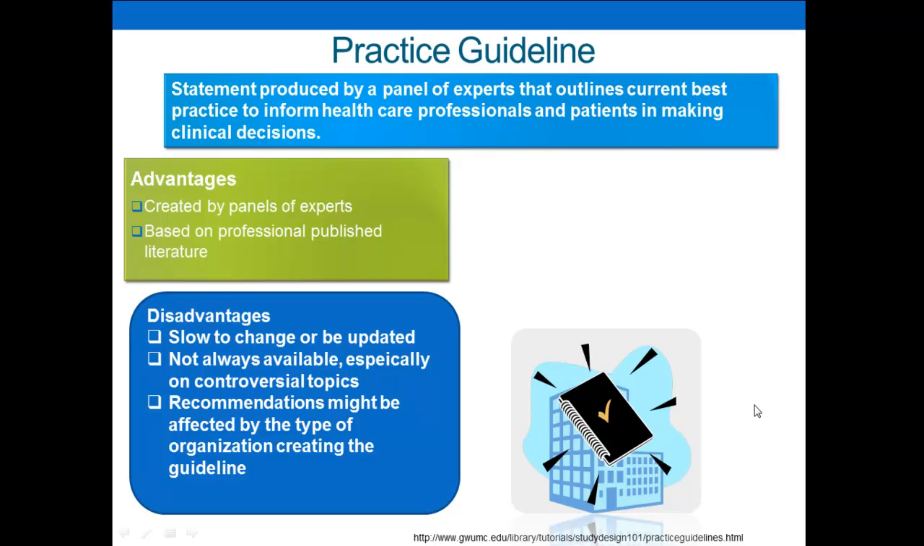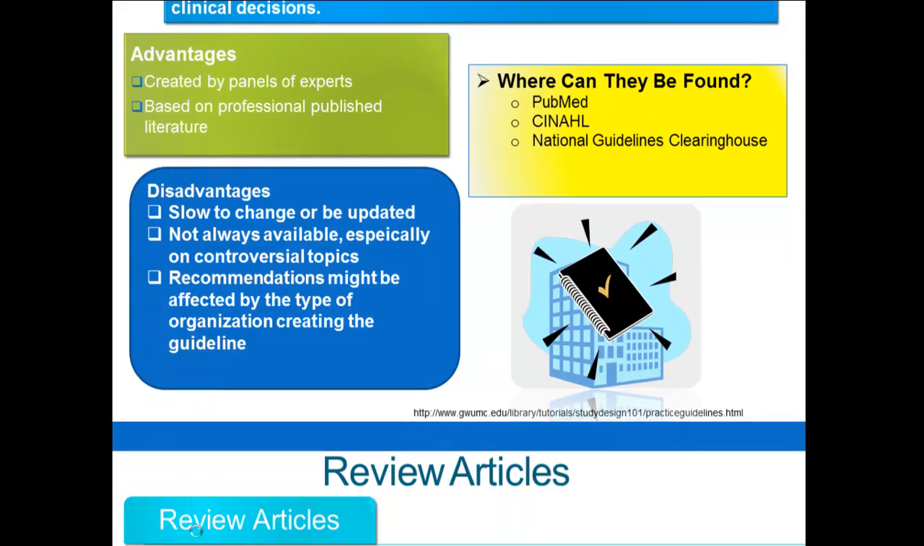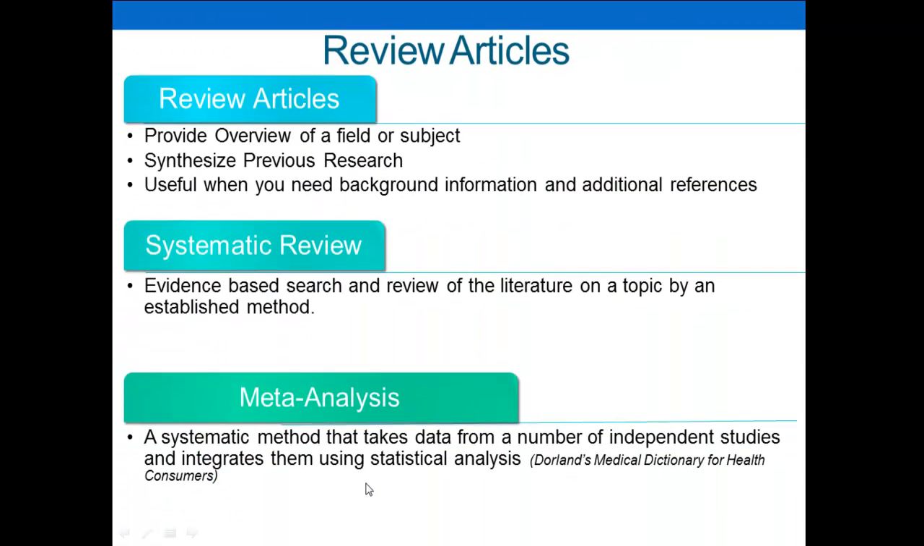Now, when looking for them, there are a couple of places they can be found. One is in PubMed, another is CINAHL, and of course the National Guidelines Clearinghouse. All of them are good sources to find this kind of information, but keep in mind when you do find them that there are drawbacks as well as advantages. As you're working down the pyramid, you'll also come to the review articles.